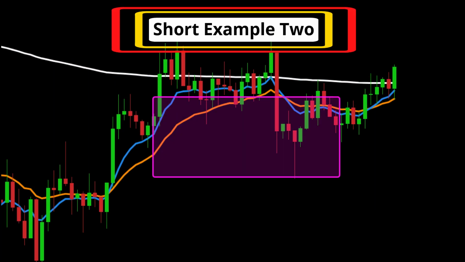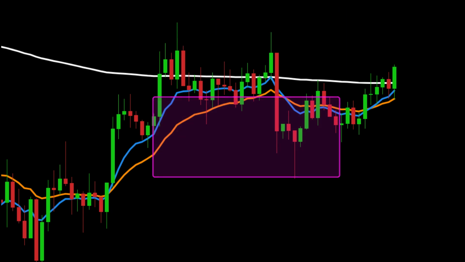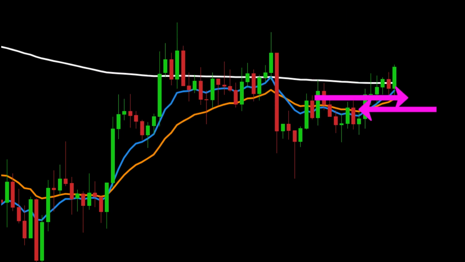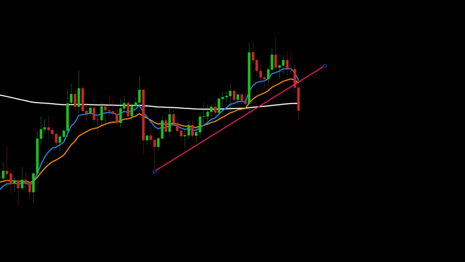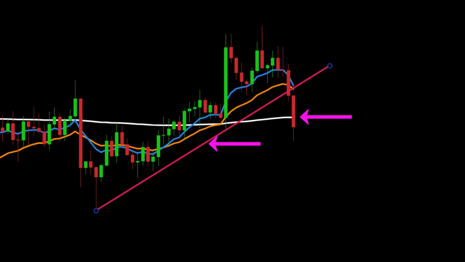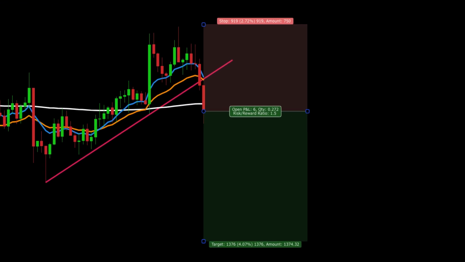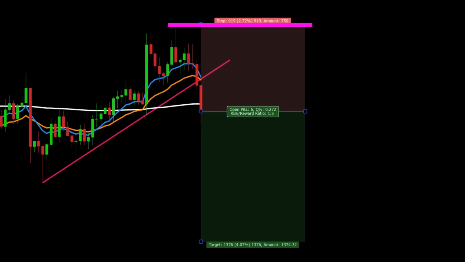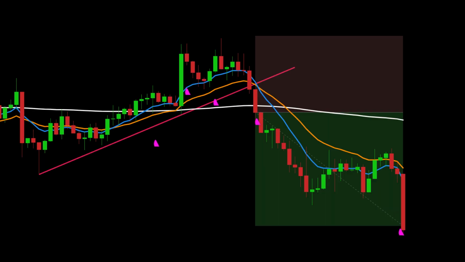First, price is trading below the 200 EMA. The 20 EMA is under the 9 EMA during the pullback. Price must close above the 200 EMA. Next, price closes below the 200 EMA and the trend line is broken. This is our trigger candle. The stop is placed at the highest price above the 200 EMA and the target is 1 to 1.5. And this one hits our target.